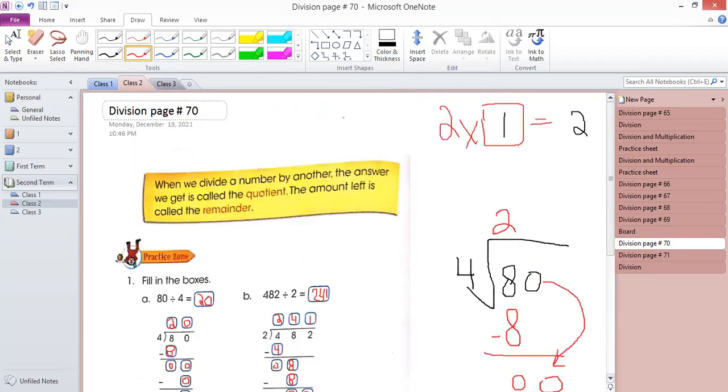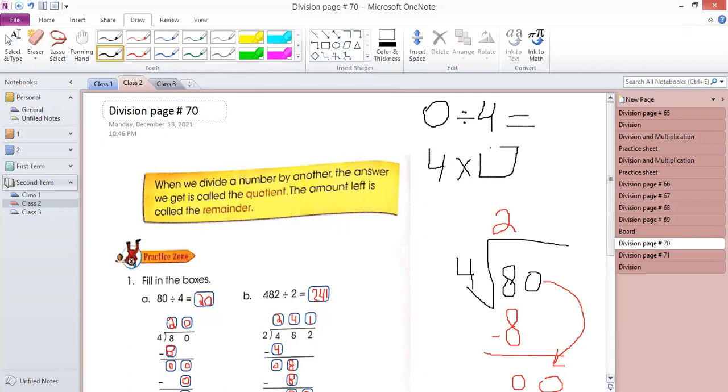So now you have to divide 0 by 4. I show you here. You have to divide 0 by 4. So 0 divided by 4 means 4 multiplied by what number will give you 0? Yes guys, can you tell me? 4 multiplied by what number will give you 0?